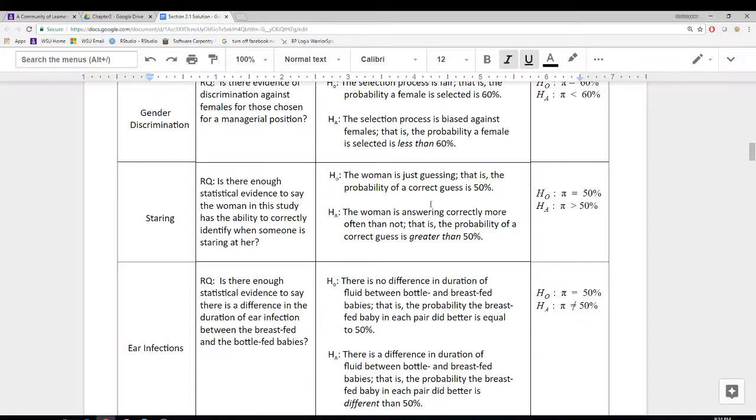The null hypothesis in this case would be that the woman is just guessing. The null hypothesis is identifying the situation of no ability. So the parameter value there would have to be set to 50%.